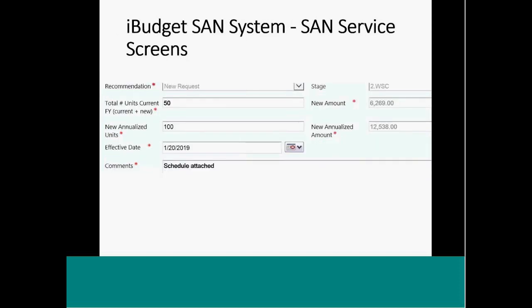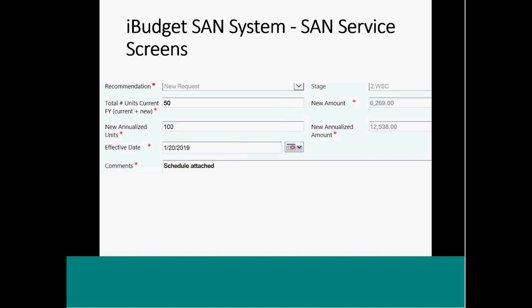And then this is the bottom part of the SAN service screen, and this first field, total number of units current fiscal year, current new, is the field that I just cannot get people to understand. So we're going to try again. I've renamed it a couple times, I've tried to update the explanation in the guide, but for some reason, this is just the most confusing field for people to understand what to put.